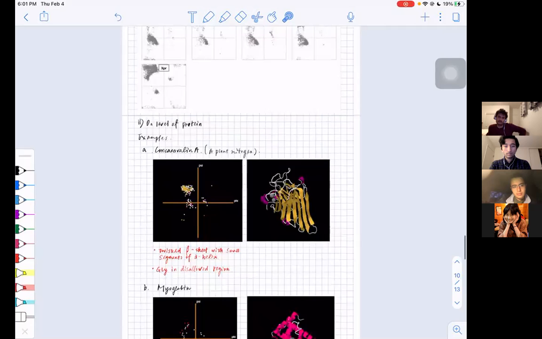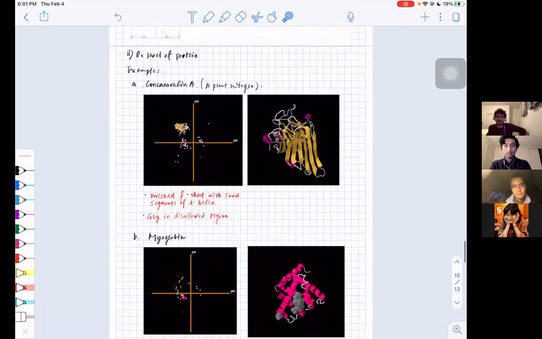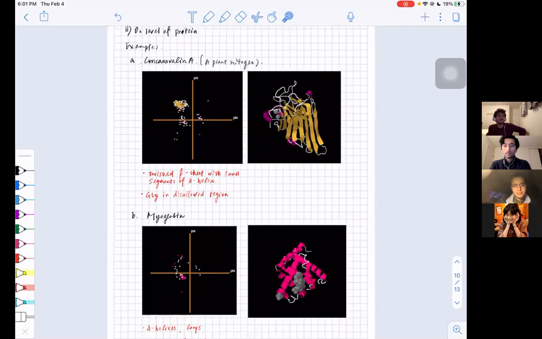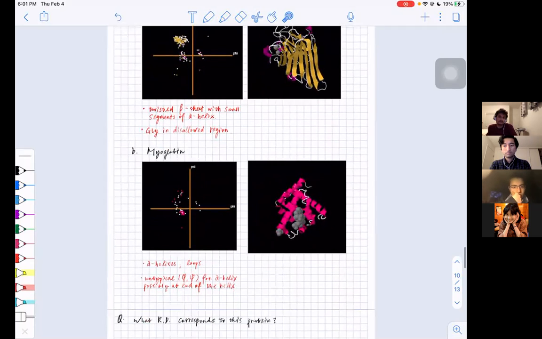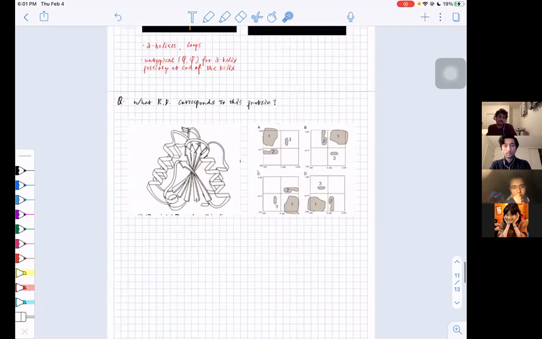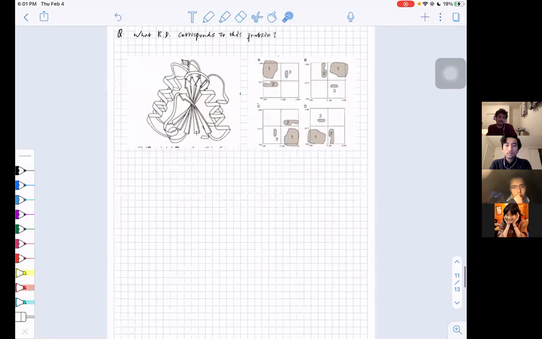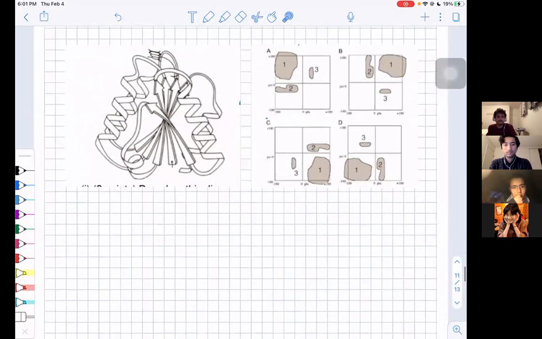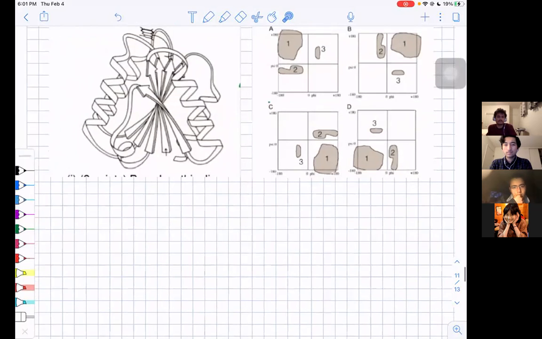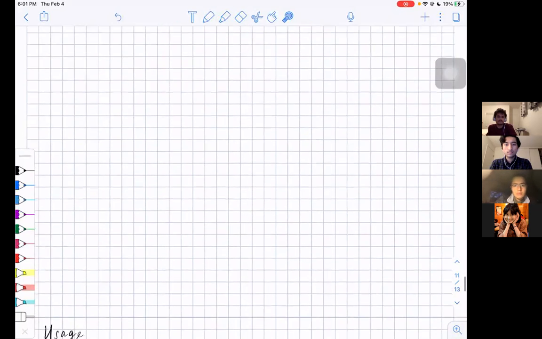Yeah. And I have some examples of how the Ramachandran diagram applies to a real protein structure that you can take a look at. And I have a fun problem for you to think about. This can also help you review the handedness of amino acids.